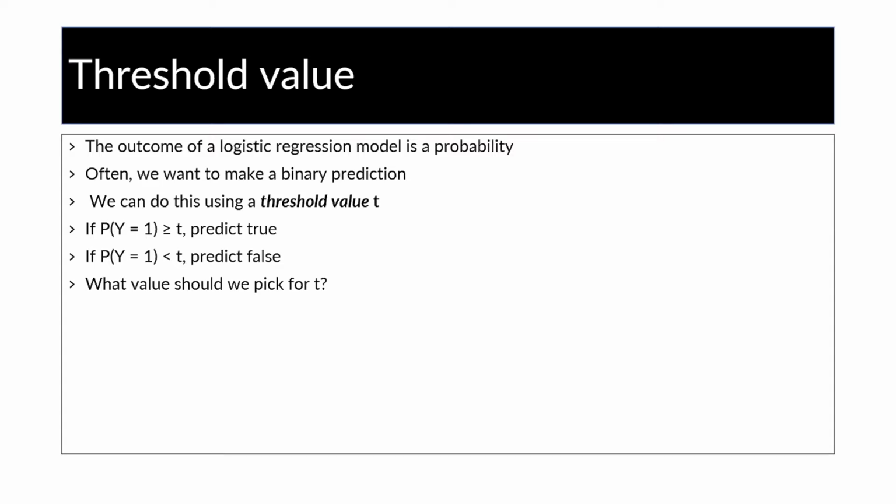The output of a logistic regression model is a probability. Often we want to make a binary prediction. We can do this using a threshold. If the probability of y equal to 1 is greater than or equal to t, predict true. If it is less than t, predict false.